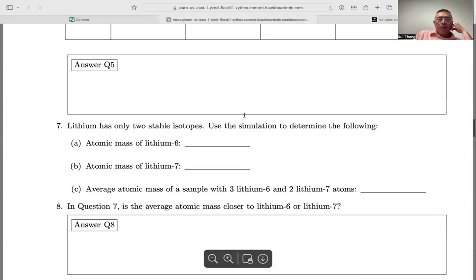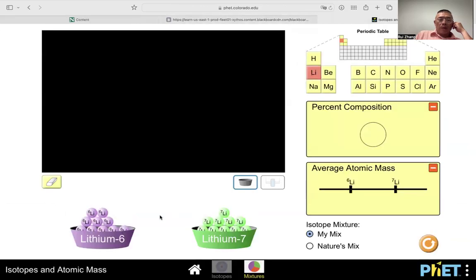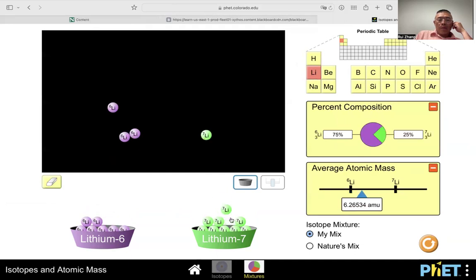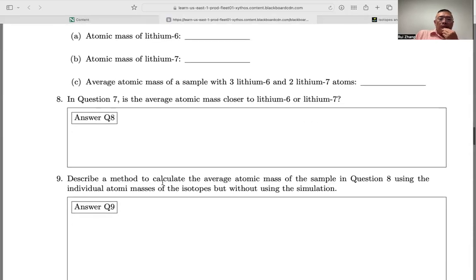Now if you want to average 3 lithium 6 and 2 lithium 7, you can simply bring 3 of them here, 2 of them here. Then you can take the average. There's this number showing you, but you can actually take the average yourself. Basically just add the 3 lithium 6 AMUs plus the 2 lithium 7 AMUs, and then divide by 5.